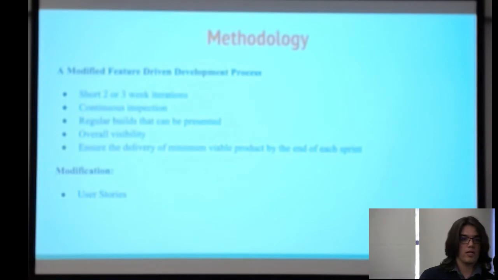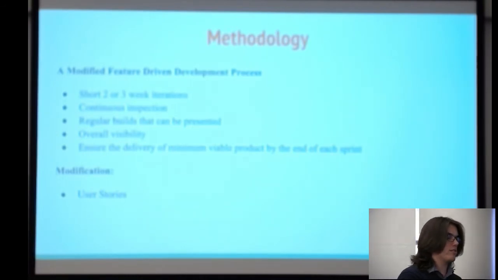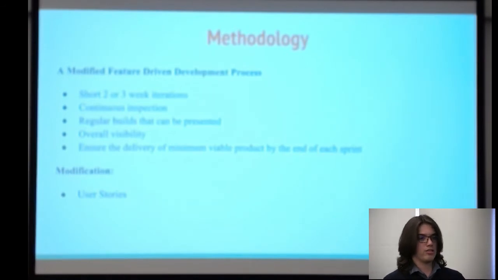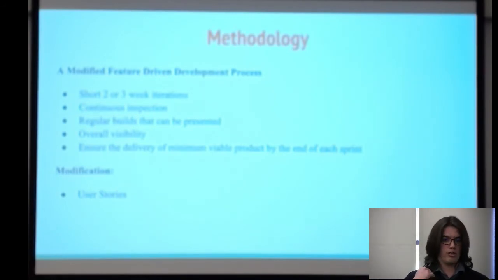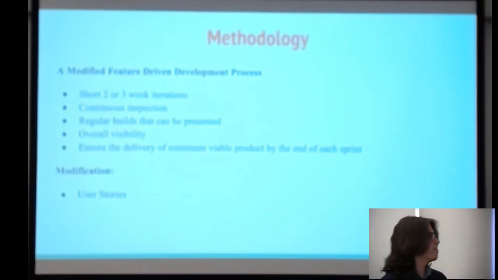It has continuous inspection. We have a model that we try to stick to. It's an ever-changing model that we refine every time, and that's our guide through the project. That's essentially what we follow when we develop. It also has regular builds. At the end of each two-week iteration, we have a stable build that we can present and that can be used at any time. It has all the features that we said we were going to implement or could implement.